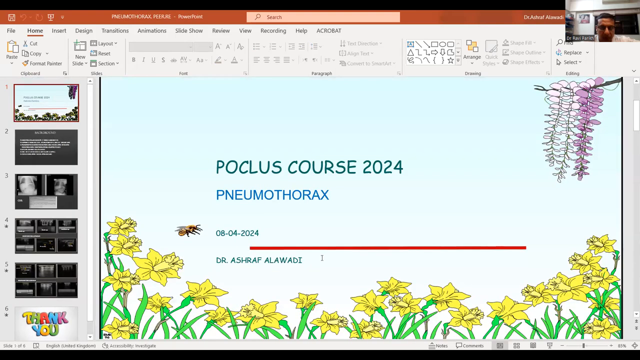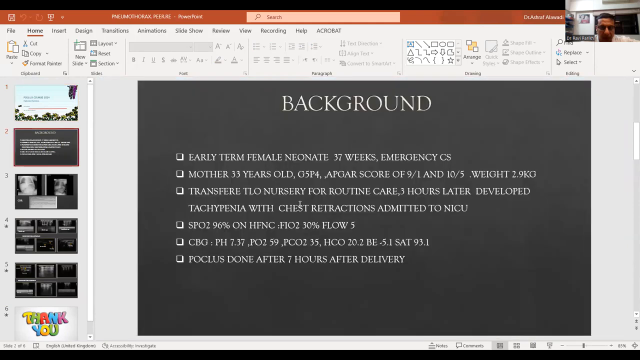Yes. This is a case of pneumothorax. It is an early term female neonate, 37 weeks, delivered by emergency cesarean section because of labor. Mother is 33 years old, gravida 5 para 4. Apgar score was 9 and 10, weight 2.9 kg, transferred to the nursery for care. After 3 hours, she developed dyspnea with chest retraction and was admitted to NICU. SpO2 at this time was 93 on high flow nasal cannula, flow 5 and FiO2 0.3. Blood gas is normal at this time.